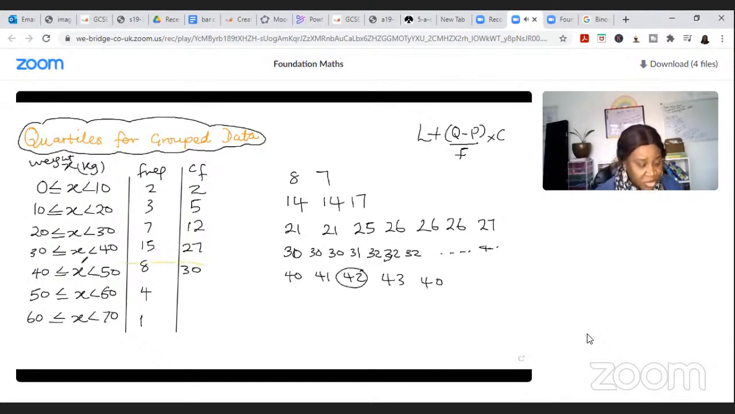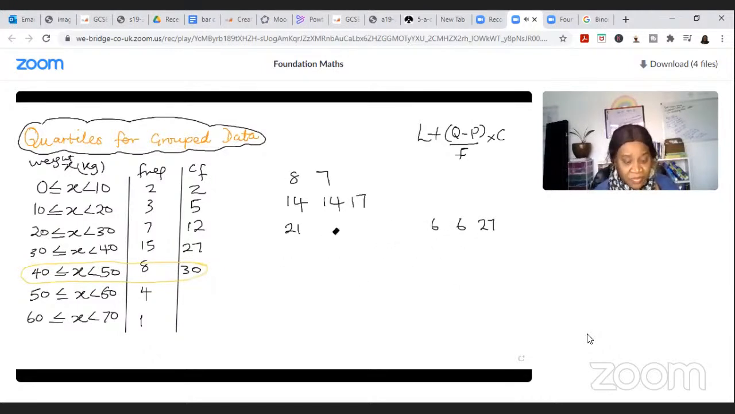Okay? Who was asking the question? Do you understand now? Yes, I understand. So that's what your 30th data stands for. That's what it means. It doesn't mean that it's the class limit or the lower class or anything.